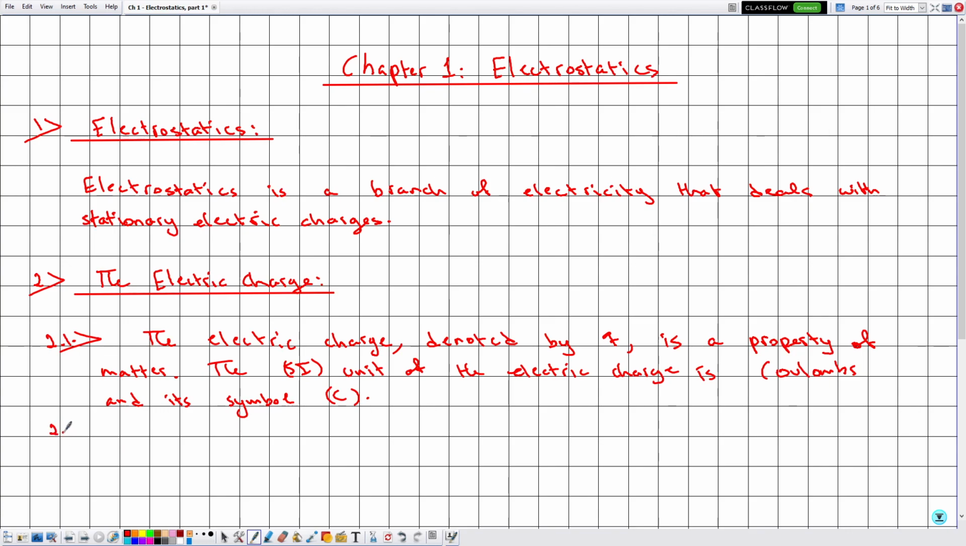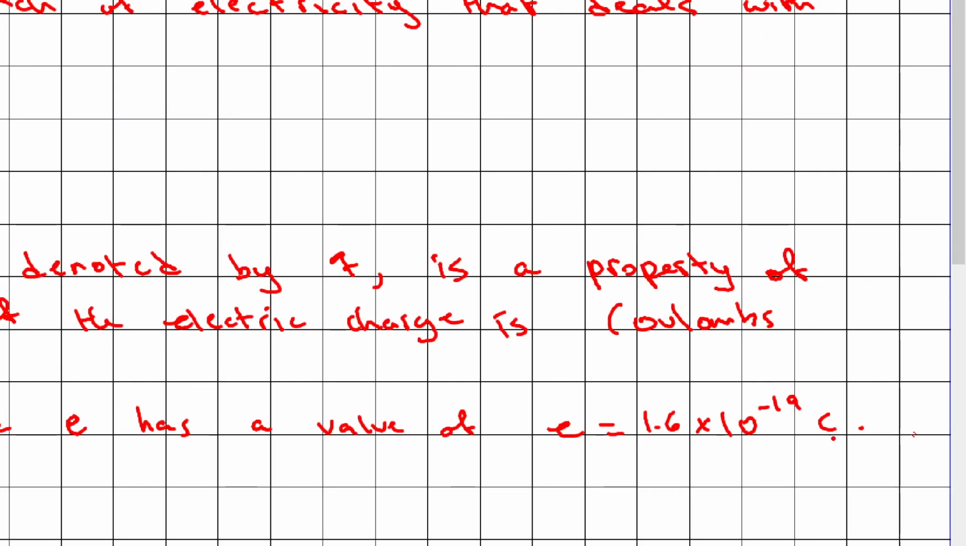Now, idea number 2.2 or section 2.2, let me say that the small entity or the elementary charge denoted by e has a value of e equals 1.6 times 10 to the power minus 19 coulombs. As you can see, I have represented this charge in coulombs.